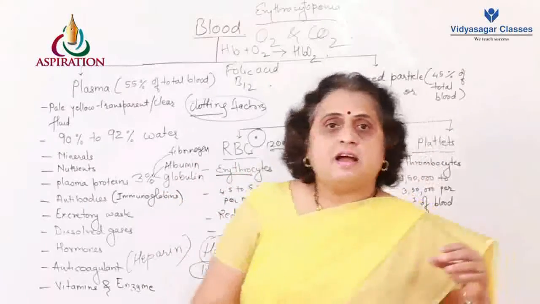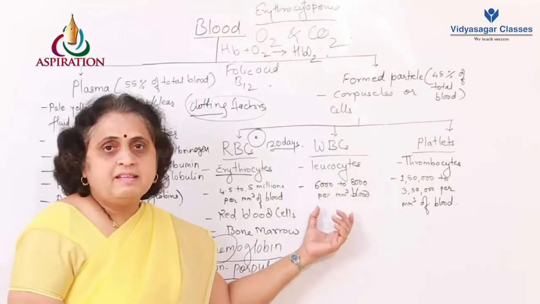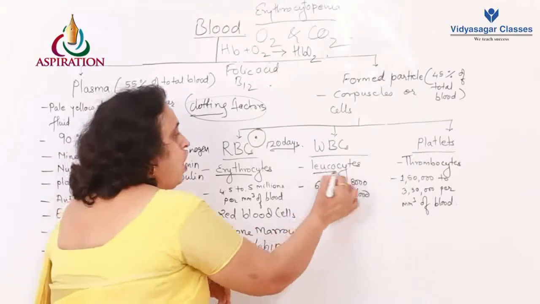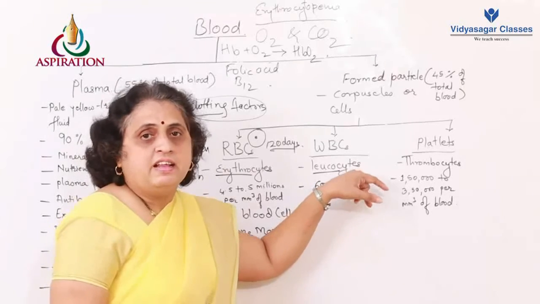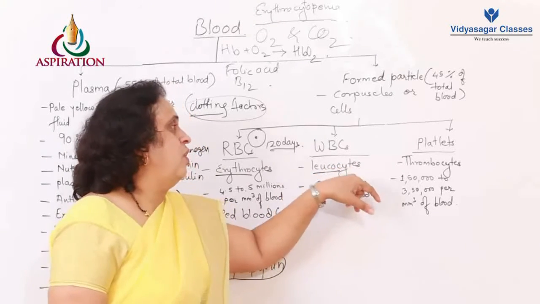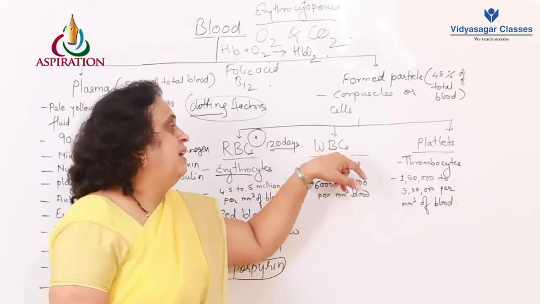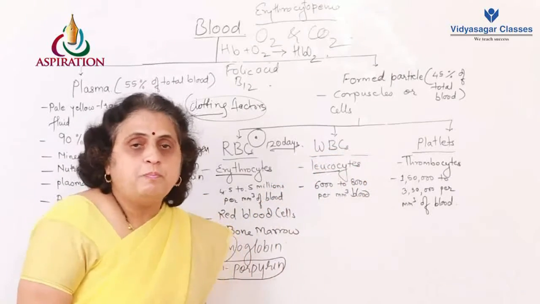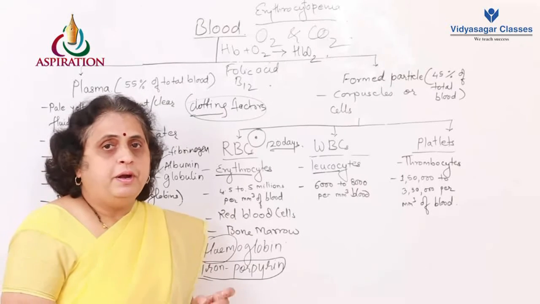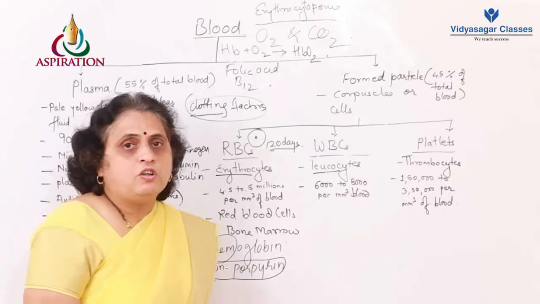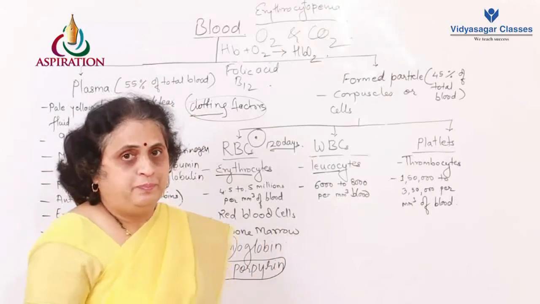Along with RBCs, let us come to the WBCs. WBCs are called leukocytes. Leukos means colorless. Cyte means cell. So they are colorless cells. As they are colorless cells, they are called white blood cells. So WBC stands for white blood cells. They are also produced by hemopoiesis, and the hemopoiesis is carried out generally by the yellow bone marrow.